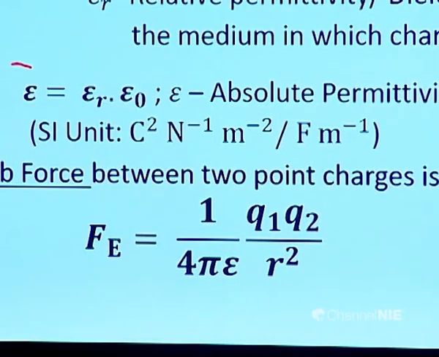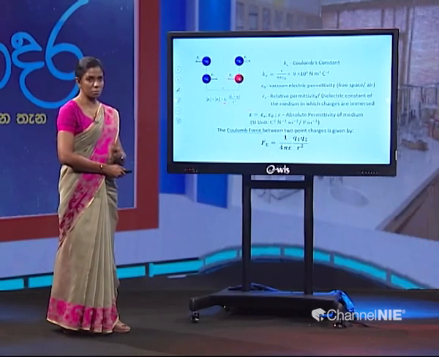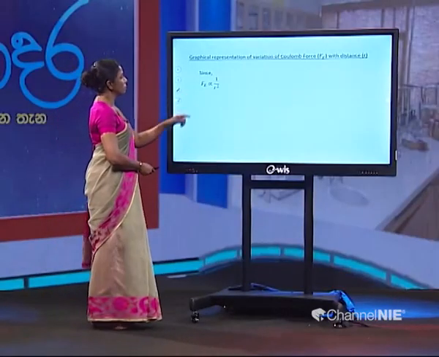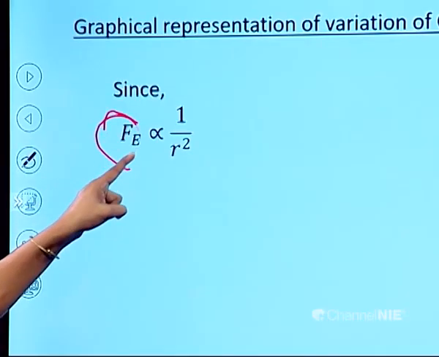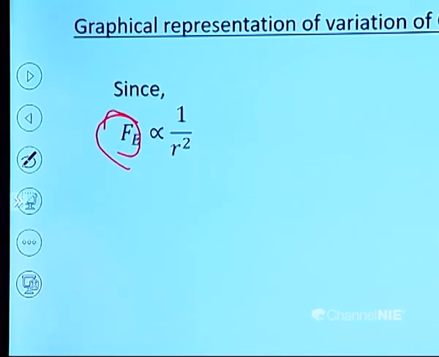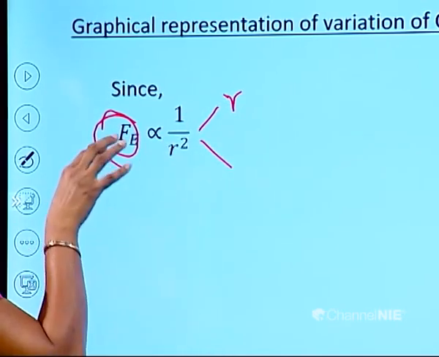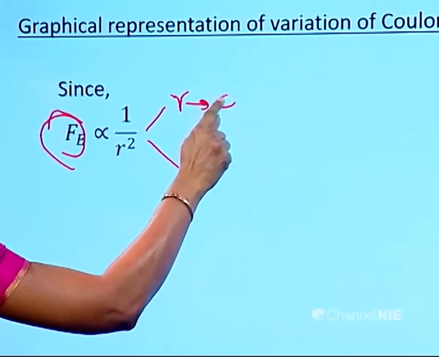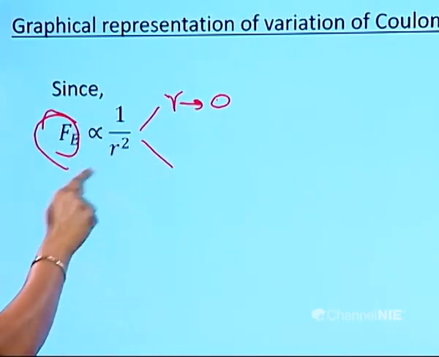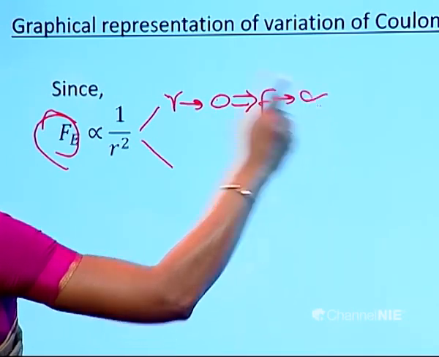If we now try to observe how this Coulomb force varies with the distance between the same two charges, we are trying to express it in a graphical form. We know by Coulomb's law that the force Fe is inversely proportional to the square of the separation between them. When r becomes very small, tends to 0, the force tends to infinity.